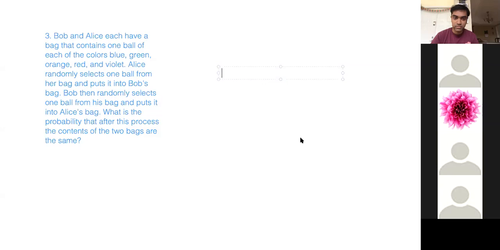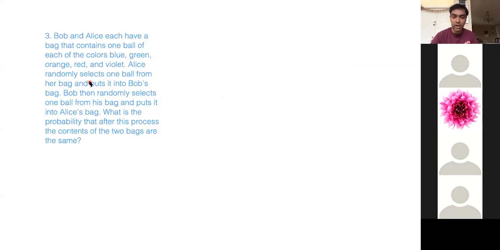And then what is the probability after this process that the contents of the 2 bags are the same? Basically, one of those blues has to return. So I just said 2/6 is equal to 1/3. Good, yep, that's correct. So the key idea here is essentially it doesn't matter the first step, right?